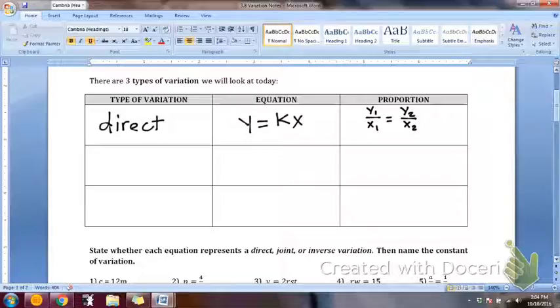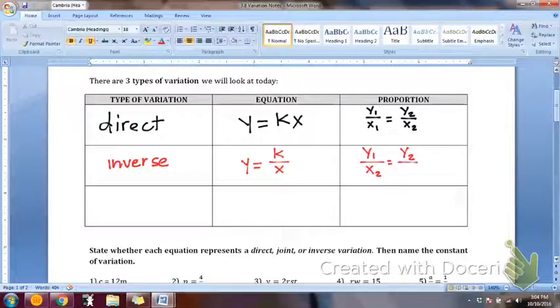The second type of variation is called inverse variation. What do you think of when you think of the inverse of something? Good, the opposite. So this equation looks like this: y equals k divided by x. So now they're going to be doing the opposite things. So if they're doing the opposite things, we're going to do y1 over x2 equals y2 over, what do you think? x1. So they're doing opposite things.